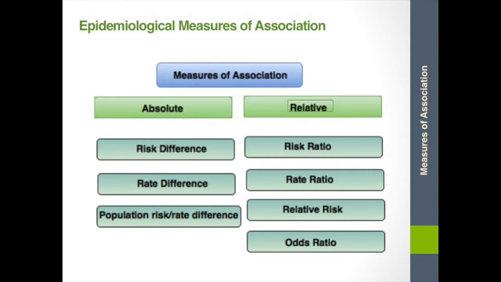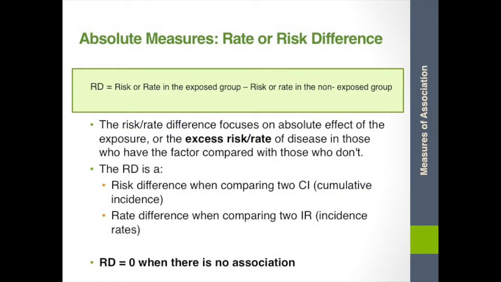The key is to understand how we interpret absolute and relative measures. They both quantify the relationship between exposure and disease or outcomes, but they tell you something different about the association. Absolute measures can be risk or rate differences. The risk difference compares the incidence risk of an outcome in two populations. This is the risk in the exposed minus the risk in the non-exposed. It expresses the excess risk of disease associated with the exposure.